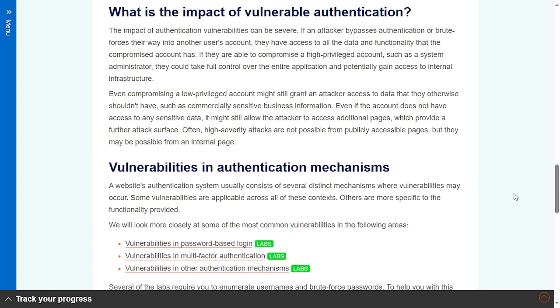Even compromising a low privileged account might still grant an attacker access to data that they otherwise shouldn't have, such as commercially sensitive business information. Even if the account does not have access to any sensitive data, it might still allow the attacker to access additional pages, which provide a further attack surface. Often, high-severity attacks are not possible from publicly accessible pages, but they may be possible from an internal page.